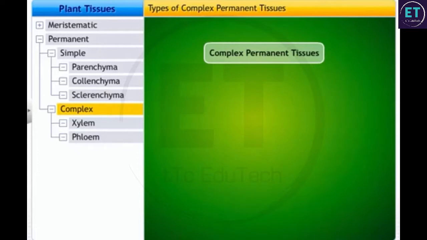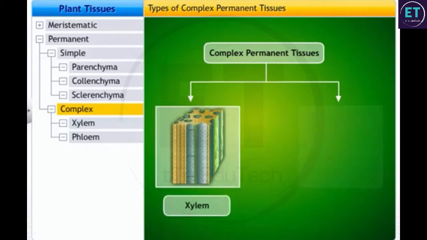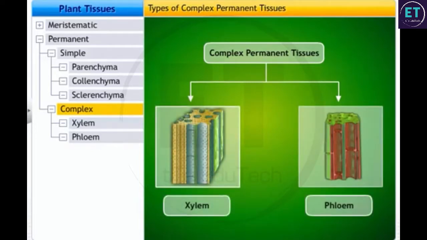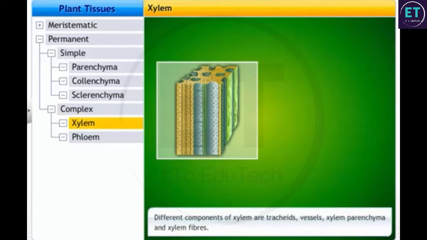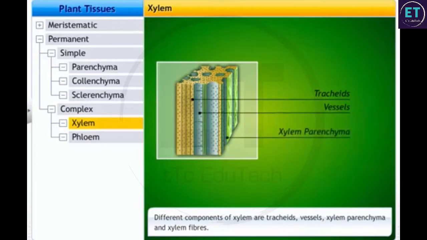Complex permanent tissues are made of more than one type of cells that coordinate together to perform a common function. These are of two types, namely Xylem and Phloem. Let's explore the different components of the xylem: tracheids, vessels, xylem parenchyma, and xylem fibers.